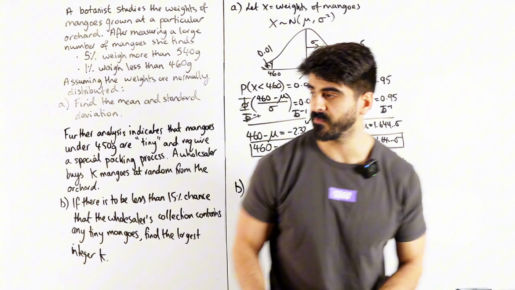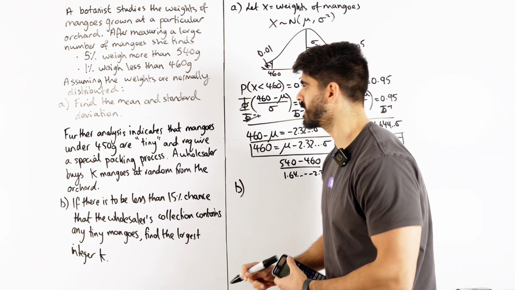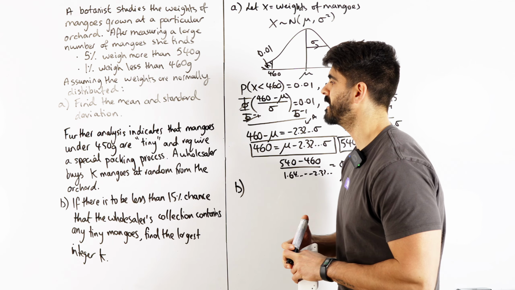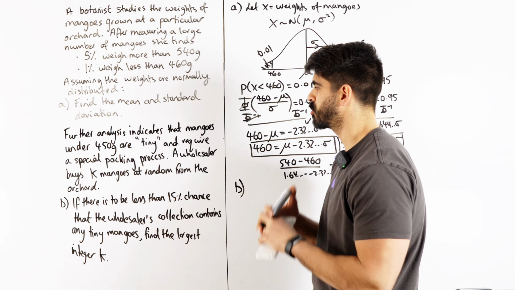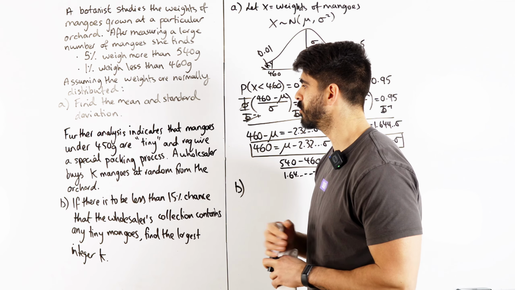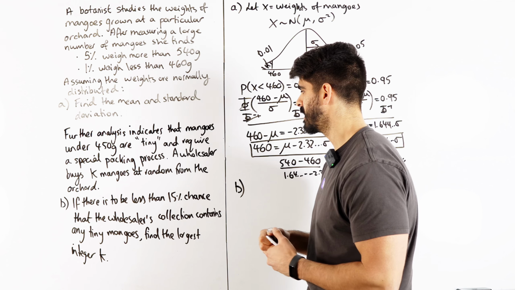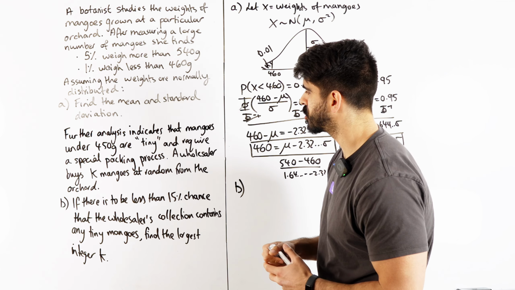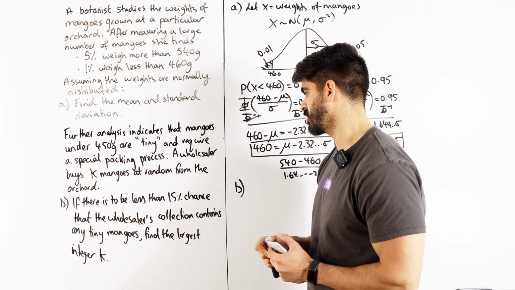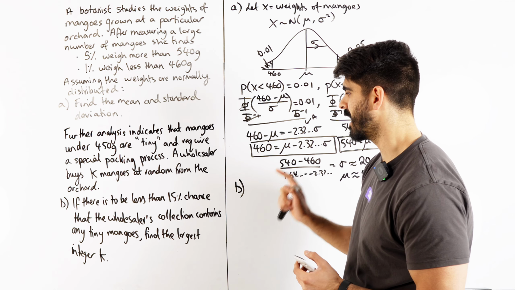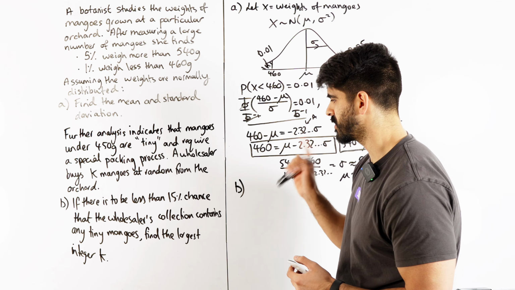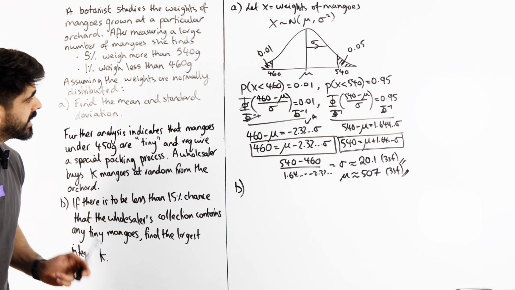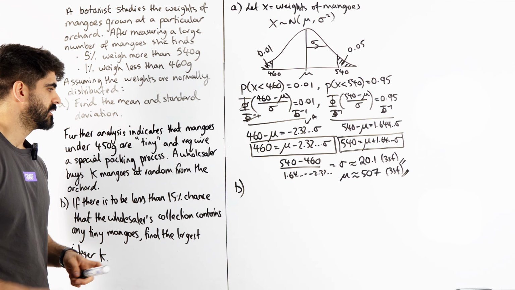All right, so with that information, it's saying further analysis indicates that mangoes under 450 grams are tiny and require a special packing process. A wholesaler buys K mangoes at random from the orchard. If there has to be less than 15% chance that the wholesaler's collection contains any tiny mangoes, find the largest integer K. All right, so what is this giving us vibes of? We have K mangoes.